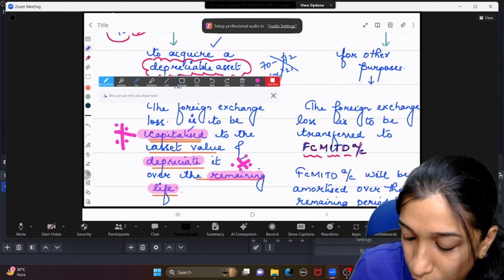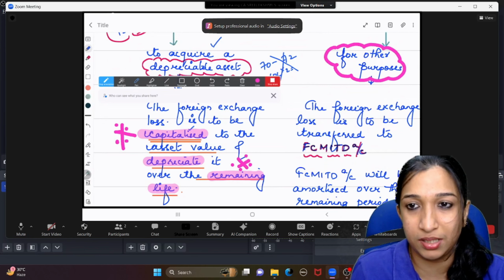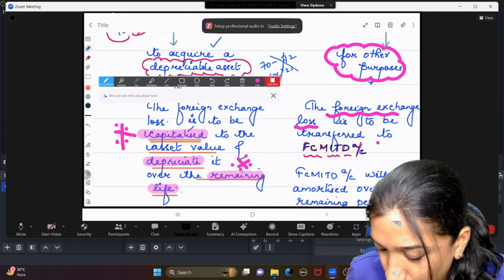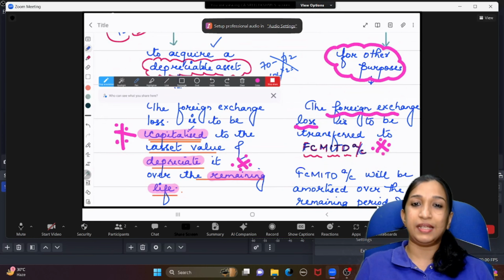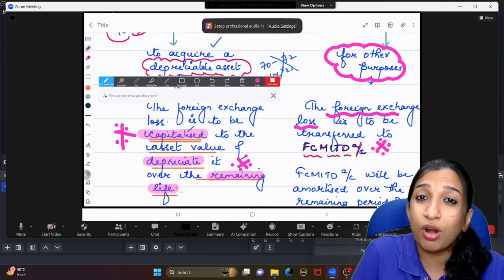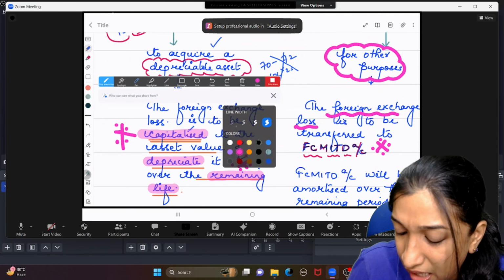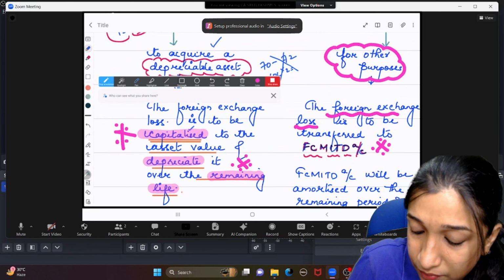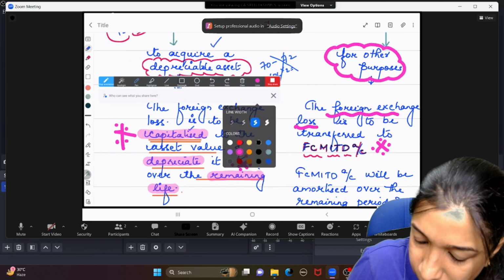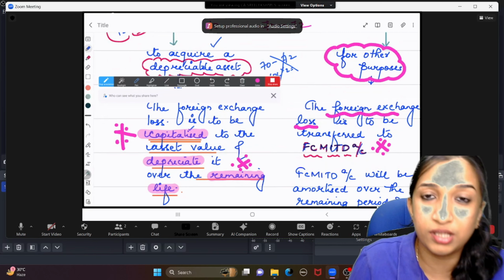Okay. If the loan is not taken for a depreciable asset, the loan is taken for other purposes, then the fluctuation loss is to be transferred to the FCMITD account. What is FCMITD account? Foreign currency monetary item translation difference. If the rate has become 72, 70 has become 72, there is 10 lakhs.